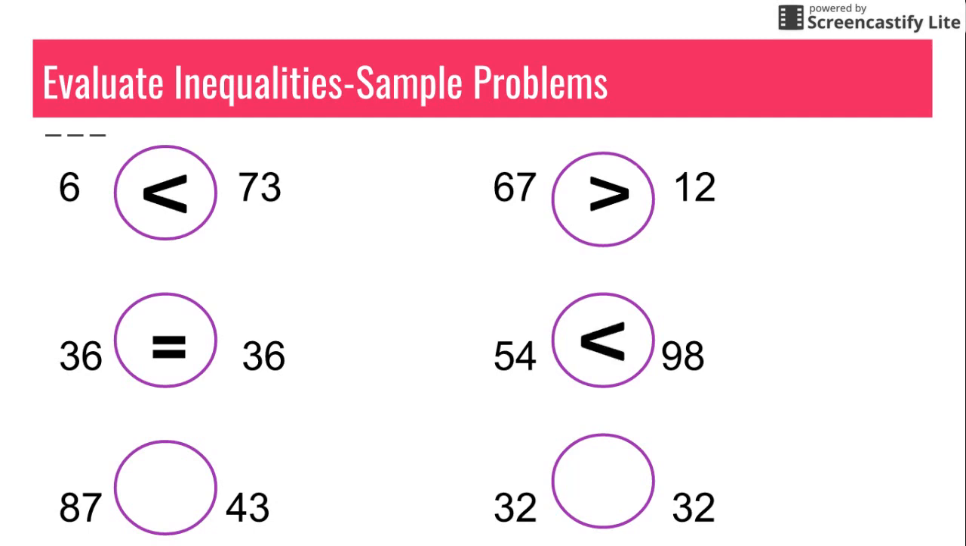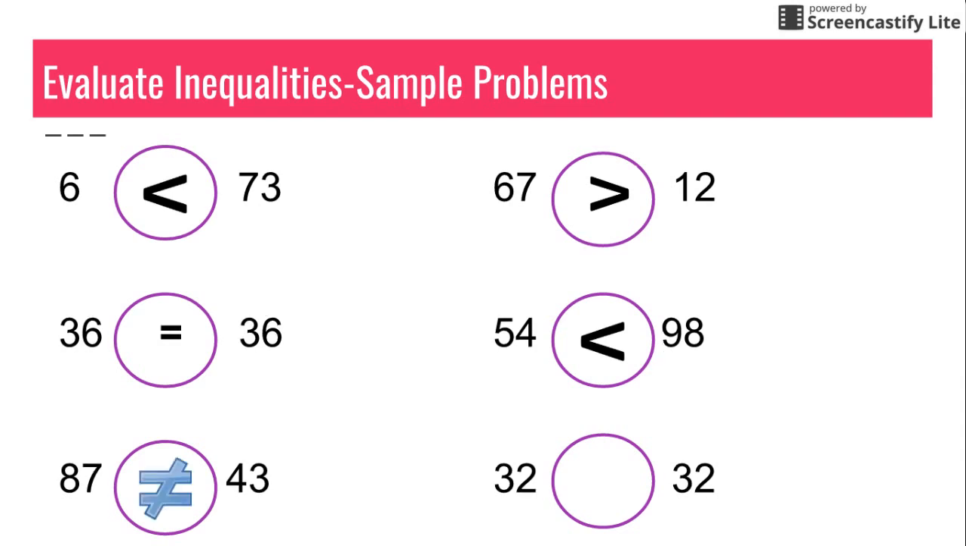For the next two, I want you to view it more as, instead of greater than, less than, is it equal or not equal? So we have 87 and 43. Clearly not equal. So we would choose our not equal sign. And lastly, we have 32 and 32. We have the same number on both sides of the equation, so we have an equal sign.